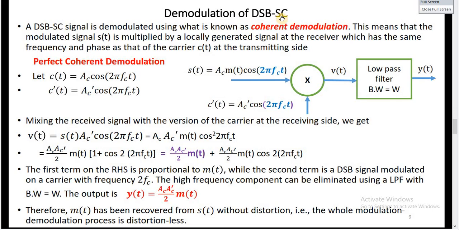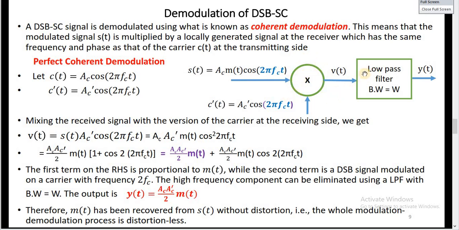Demodulation of double sideband suppressed carrier signal. A double sideband suppressed carrier signal is demodulated using what is known as a coherent demodulator. This means that the modulated signal S of t is multiplied by a locally generated signal at the receiver, which has the same frequency and phase as that of the carrier C of t at the transmitting side.